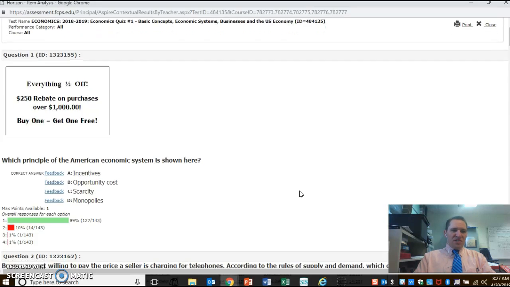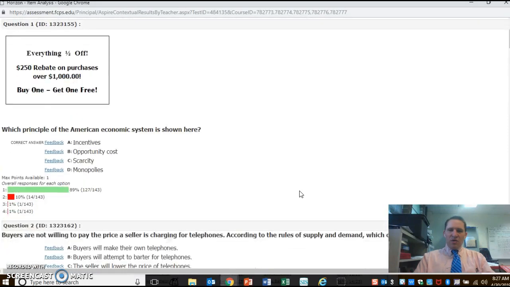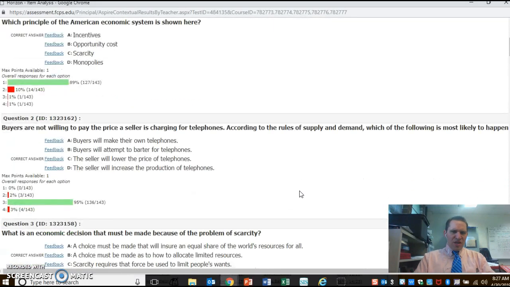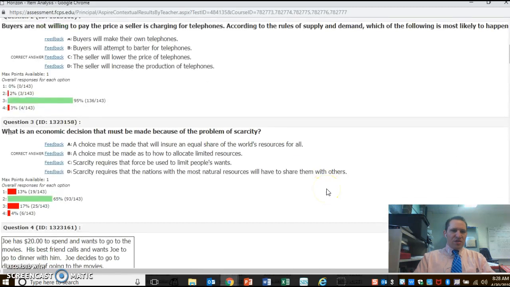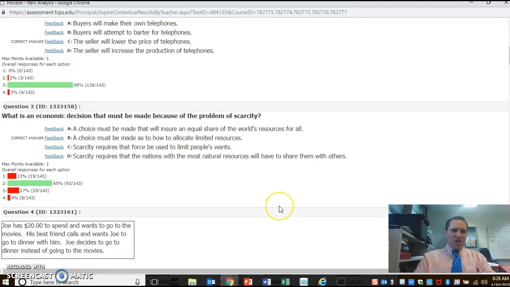Number one was pretty solid with the incentives, something that motivates you to change your economic behavior, and a sale would do that, right? Number two, you guys are great. You understood the difference here with supply and demand, and that the seller would lower the prices. Number three was a little bit of a tough one. 65% got it right.